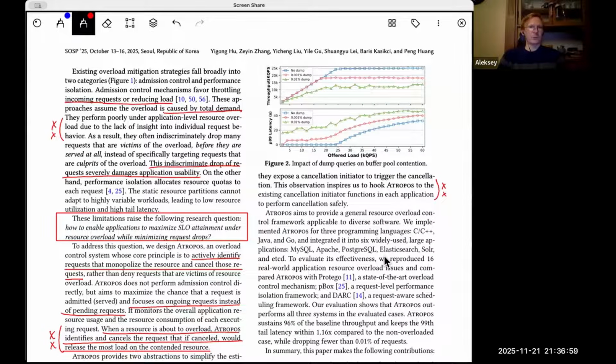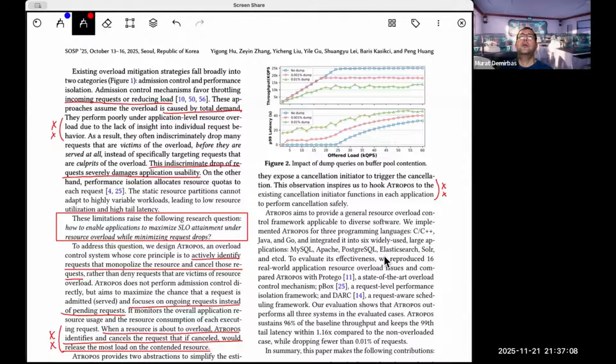This observation inspires us to hook Atropos to the existing cancellation initiator functions in each application to perform cancellation safely. Yeah, let's keep reading.